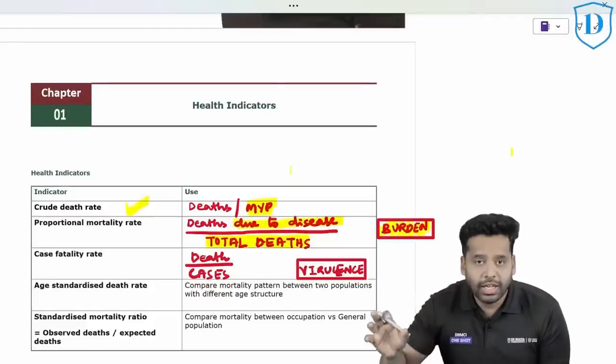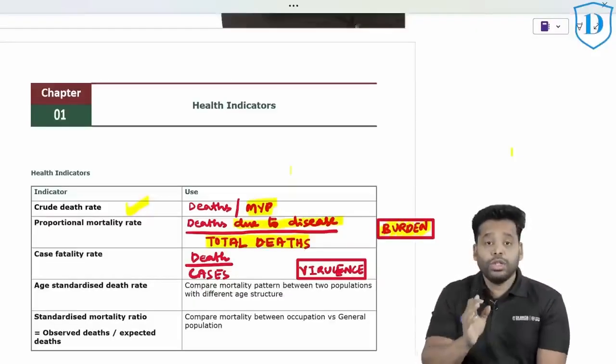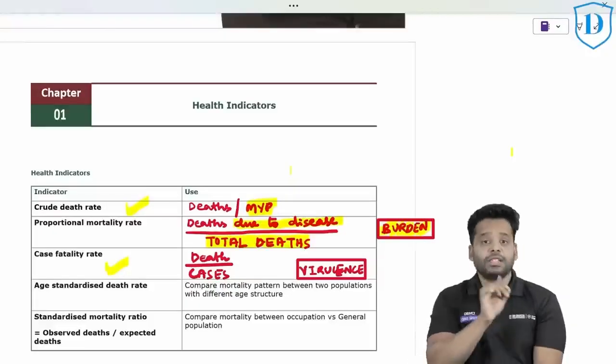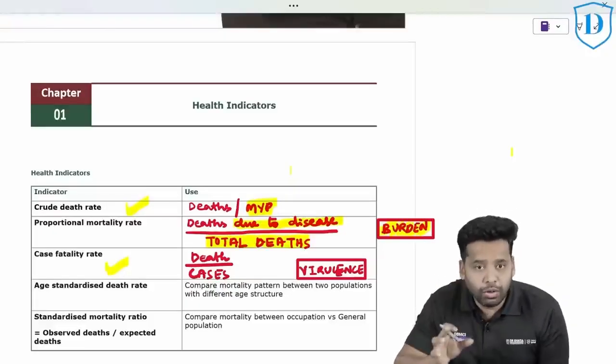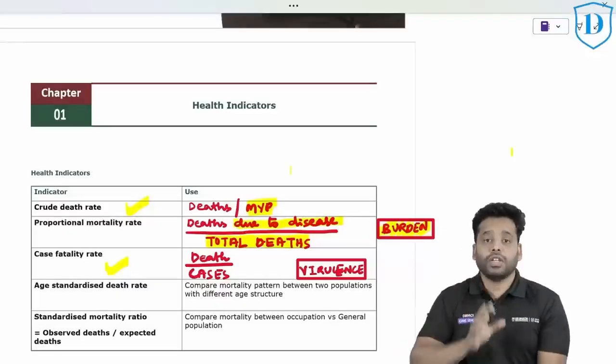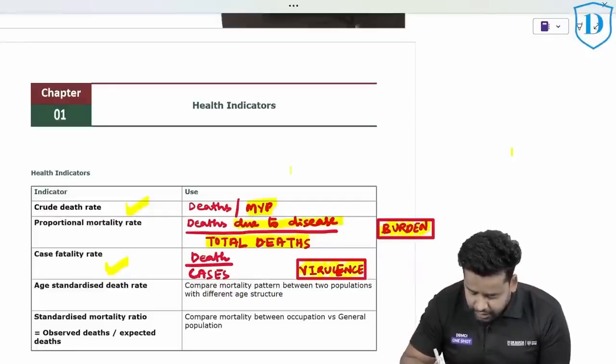Proportional mortality rate. But if they ask what indicator is used to know the severity of a disease, we have to mark case fatality rate, the killing power of a disease, for acute illness. If they ask the words virulence of a disease, what is the answer? Repeat. Answer in the chat box.